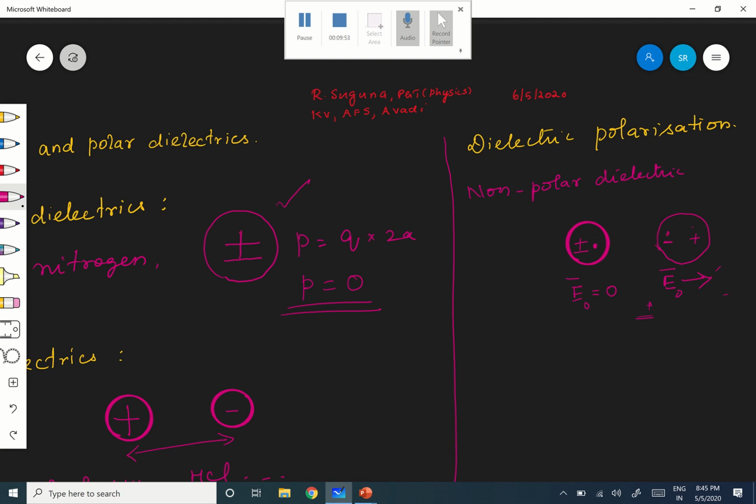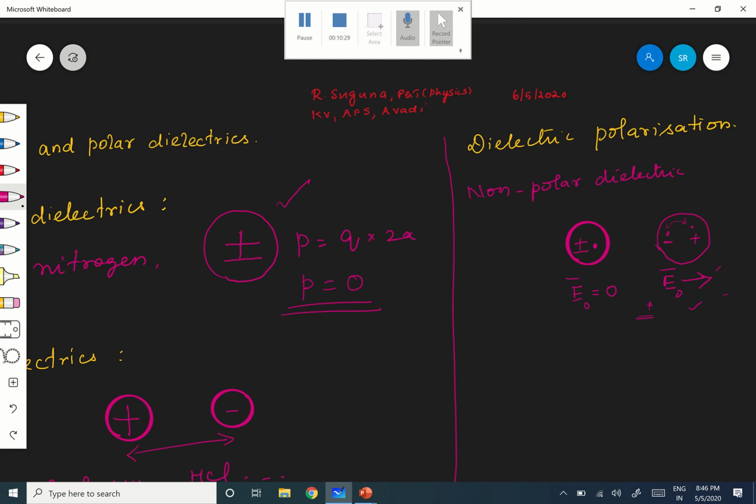Are you following? Why? Because of the external electric field. If there is no electric field, both the centers of mass coincide. But when it is kept in an electric field, you know the electric field is from positive to negative, and the centers of mass definitely will be attracted. So now the electric field is pulling the center of mass of positive and negative charge apart. At the same time, there will be some force of attraction between the positive and the negative charges. Both will be there now.